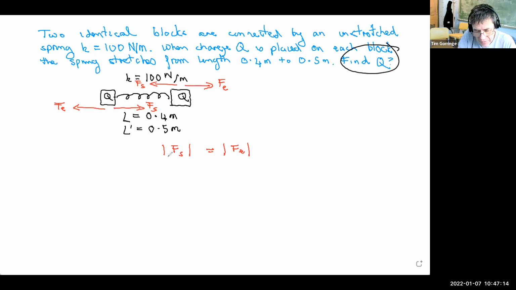I can then fill in, because I understand spring forces and now I understand electric forces, formulas for the spring force and the electric force in terms of, for the spring force, how much the spring got stretched, and for the electrical force, the distance, the separation between the two repelling charges. So let me just fill that in.